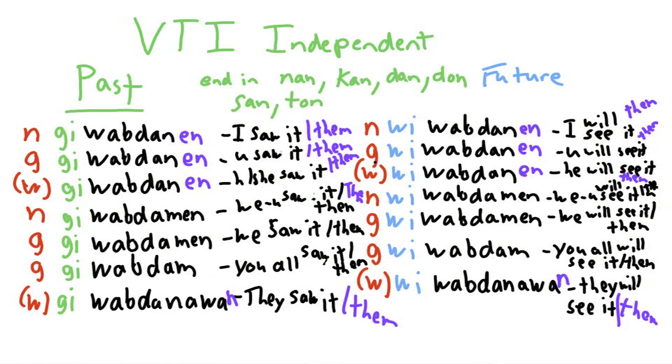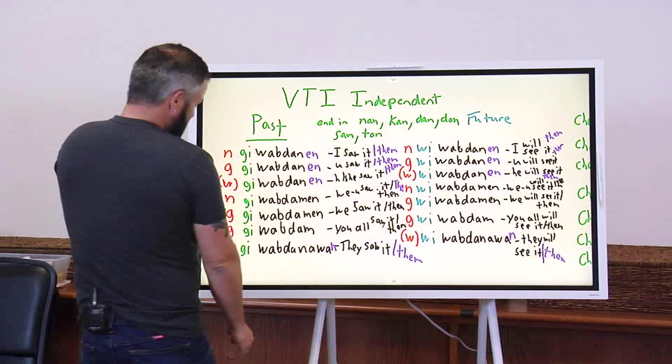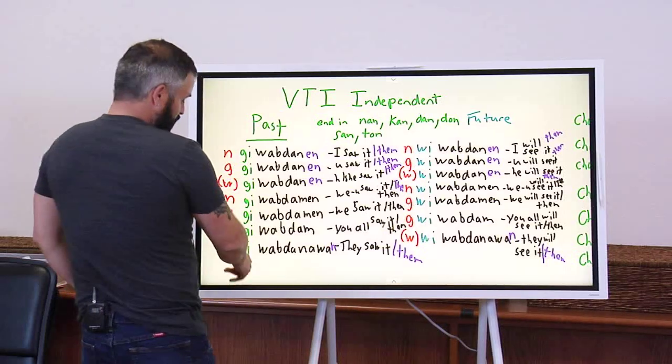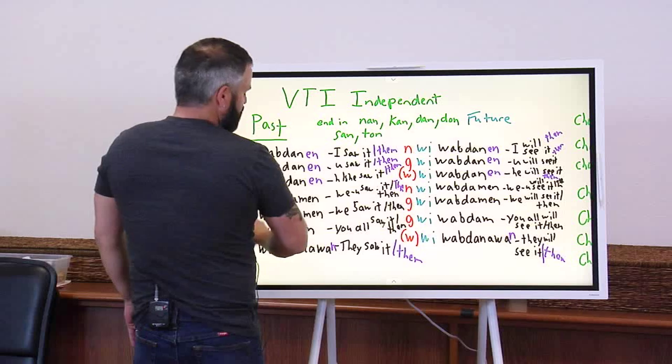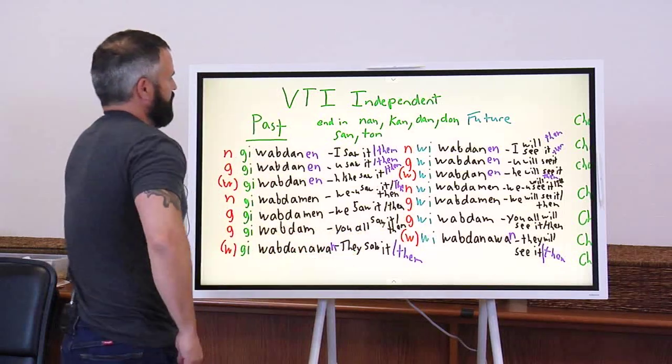Nagi wabdamin, we but not you saw it or them. Gagi wabdamin, we all saw it or them. Gagi wabdam, you all saw it or them. Gi wabdanawa, they saw it, or gi wabdanawan, they saw them. And again, you can put the W on there. Some people will. They'll say wagi wabdanawa, wagi wabdanawan.